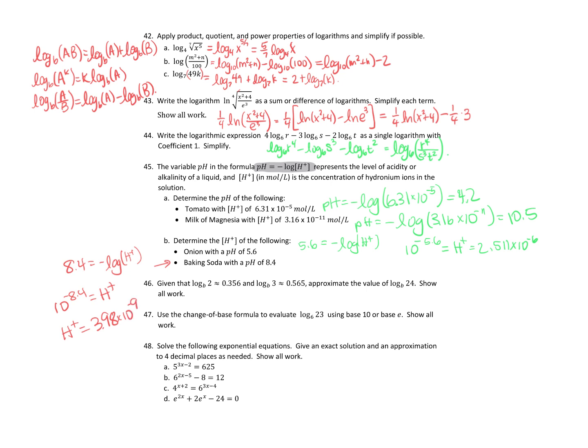Given that log base b of 2 is approximately 0.356 and log base b of 3 is approximately that, approximate the value of log base b of 24. So log base b of 24. Well, I can break 24 up into its factors. So 24 is equal to 2 cubed times 3.